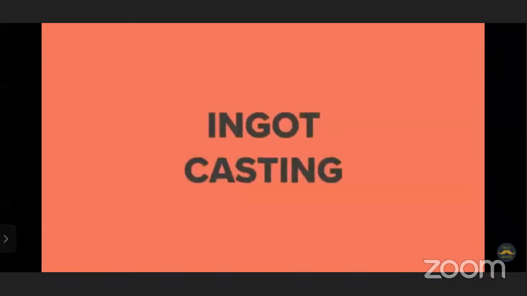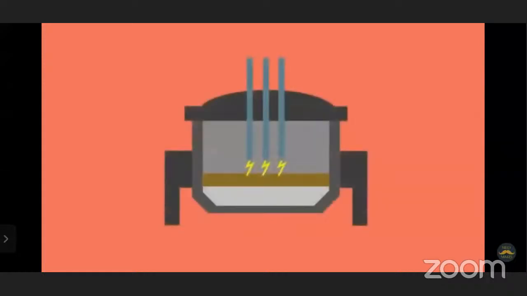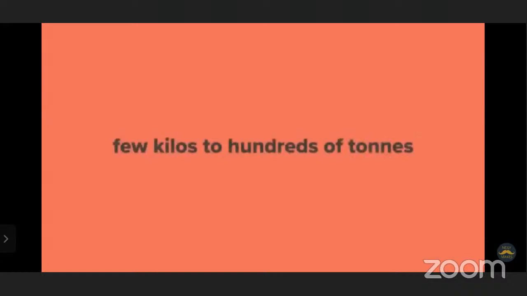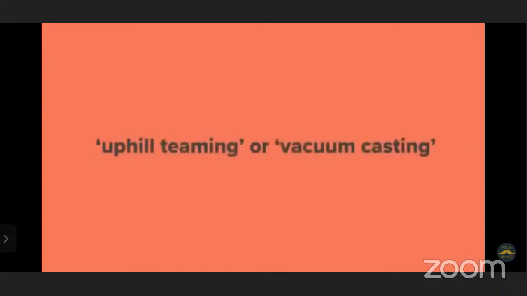Ingot casting. Ingot casting is primarily used with the electric arc furnace, and as with continuous casting, it is an intermediate process to solidify steel to enable further shaping, primarily in a forge or rolling mill. It is a process where molten steel is poured into a cast iron ingot mold, often cylindrical in shape. The finished ingots can weigh anything from a few kilos to hundreds of tons. The main ways of casting these ingots are either uphill teeming or vacuum casting.